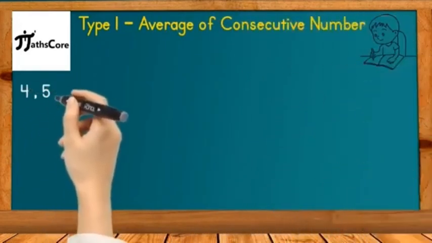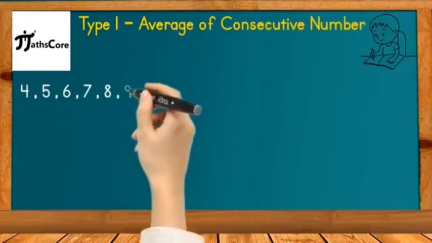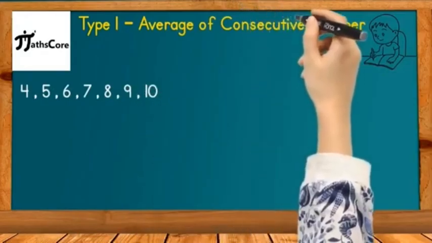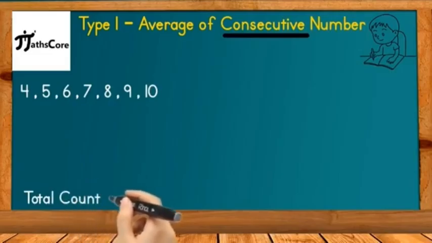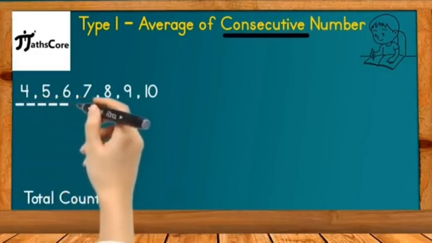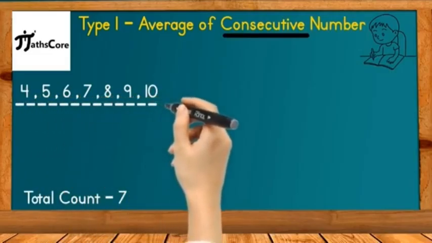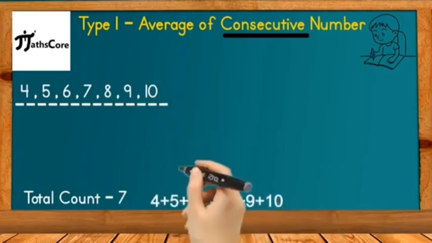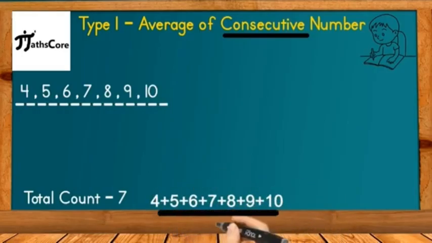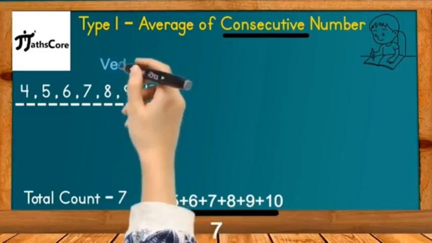Example is 4, 5, 6, 7, 8, 9, 10. In this example, all numbers are consecutive numbers and exactly 7 numbers are given there. According to the definition of average, if you want to find the average of all these numbers, then you need to add all these numbers together and divide by the total count, which is 7. And then you will get the average of all these numbers.